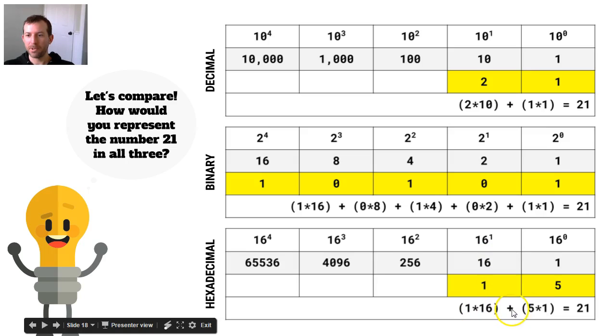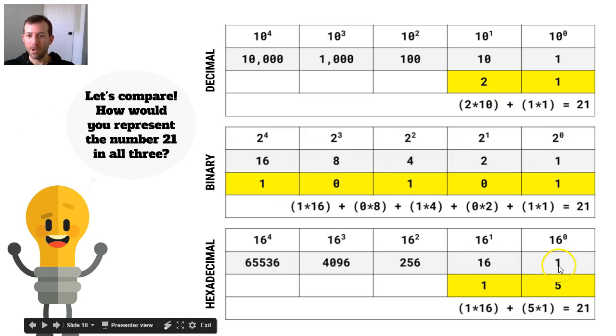So 16 plus 5 gives me 21. So it's a completely different way of representing information. Look at the different place values between these number systems. I have a ones place, tens place, hundreds place, thousands place, 10,000s place. In binary, it's pretty simple: 1, 2, 4, 8, 16, 32, 64.